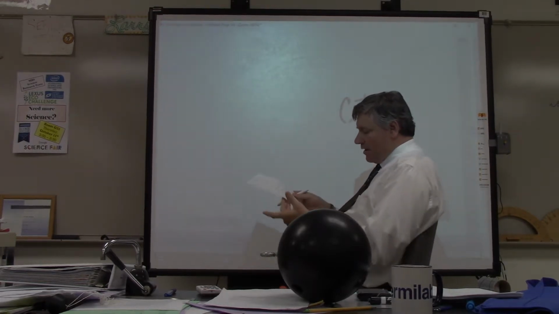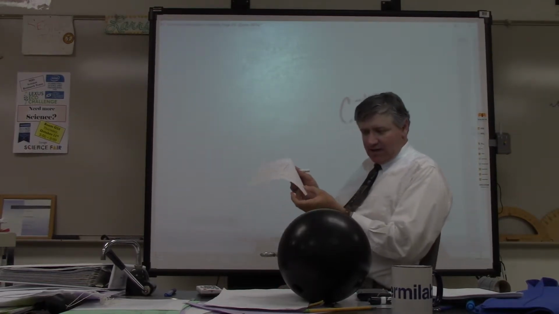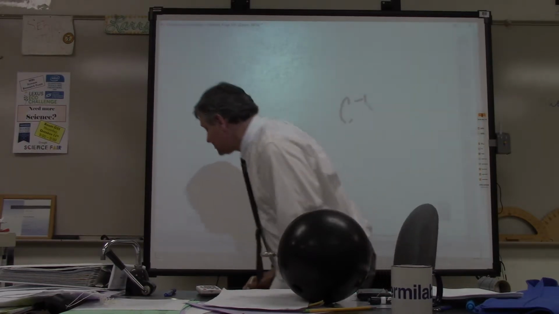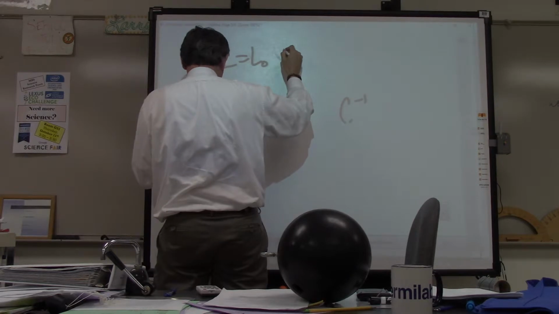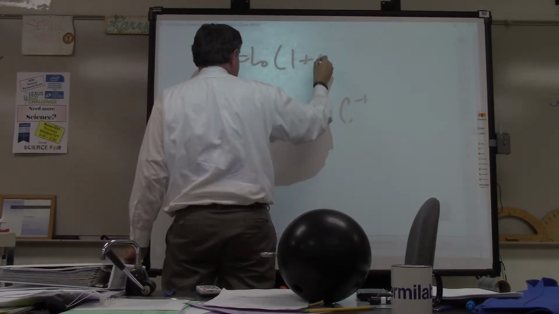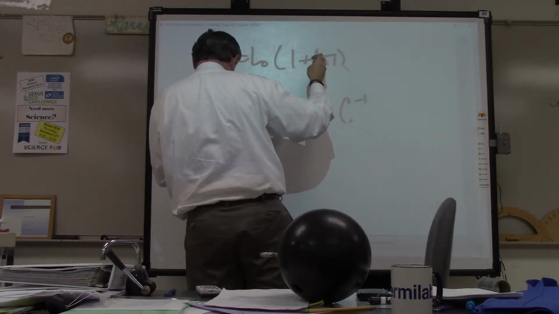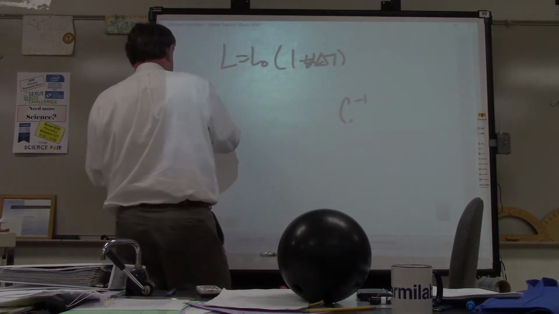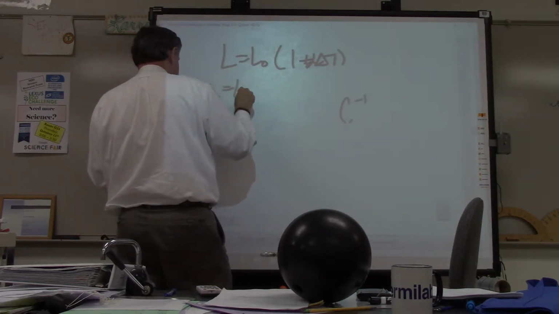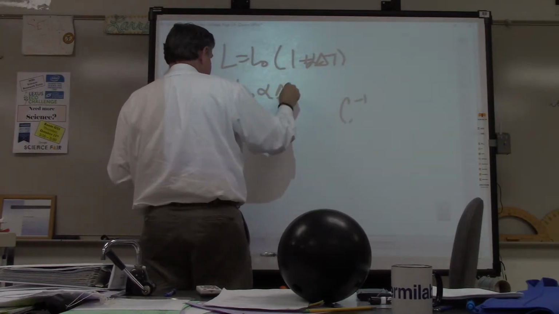There are two versions of this, L and L naught. Basically, L equals L naught times (1 plus alpha delta T). And this is also delta L equals L naught alpha delta T.